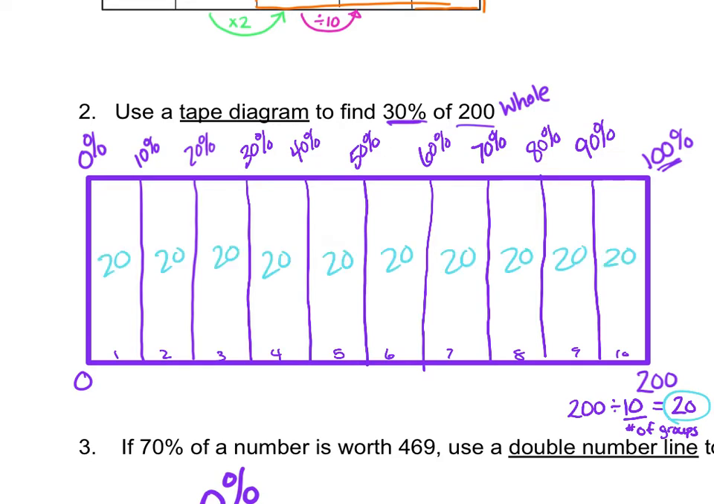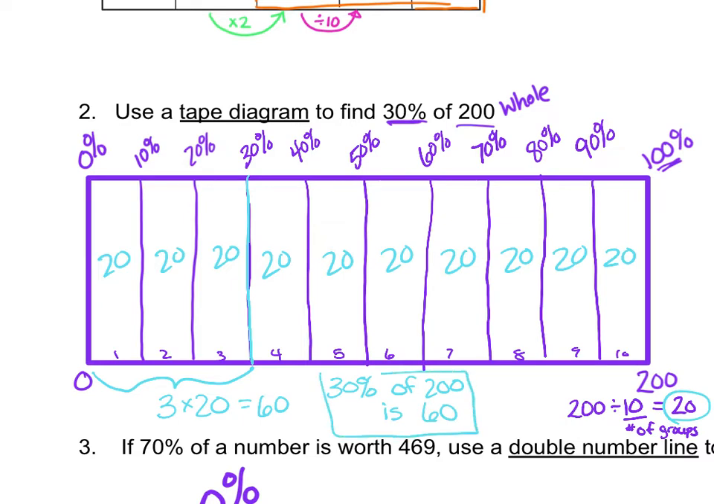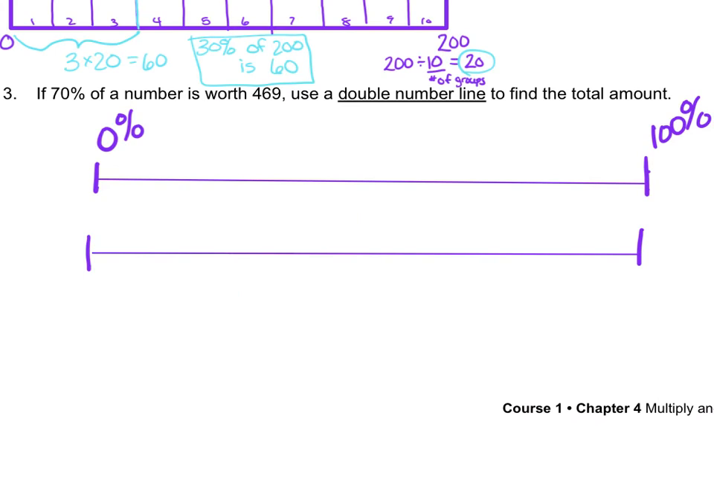So what this means is that 10% is worth 20, right? So if I had 30% of them, how much would that be? Well, looking at my 30% here, I have 3 groups of 20, which is 60. So 30% of 200 is 60, and that would be my answer. Make sure that you are showing your work. You have to have that tape diagram in order to show that you are communicating clearly. All right, let's go to number 3.